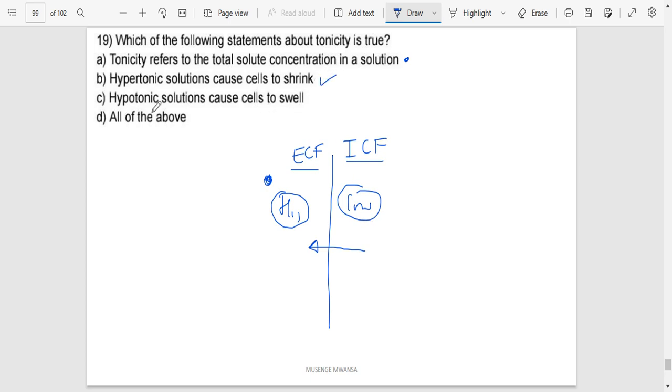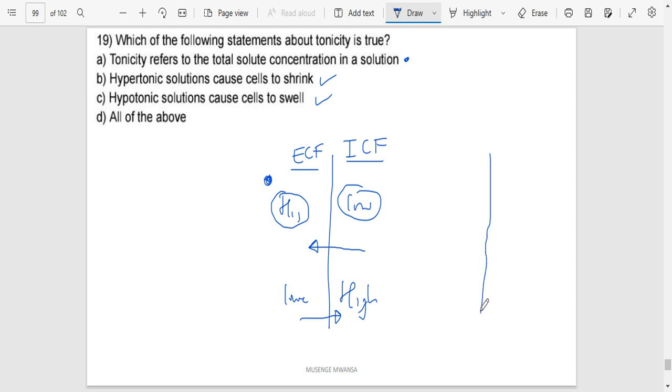This is true. If it is hypotonic, meaning that the concentration here is low and the concentration here is high, what is going to happen? Because the concentration here is high, you want to dilute that concentration. So there will be movement in this direction. So this cell is going to swell. Now, this is concentration. It is not water potential.